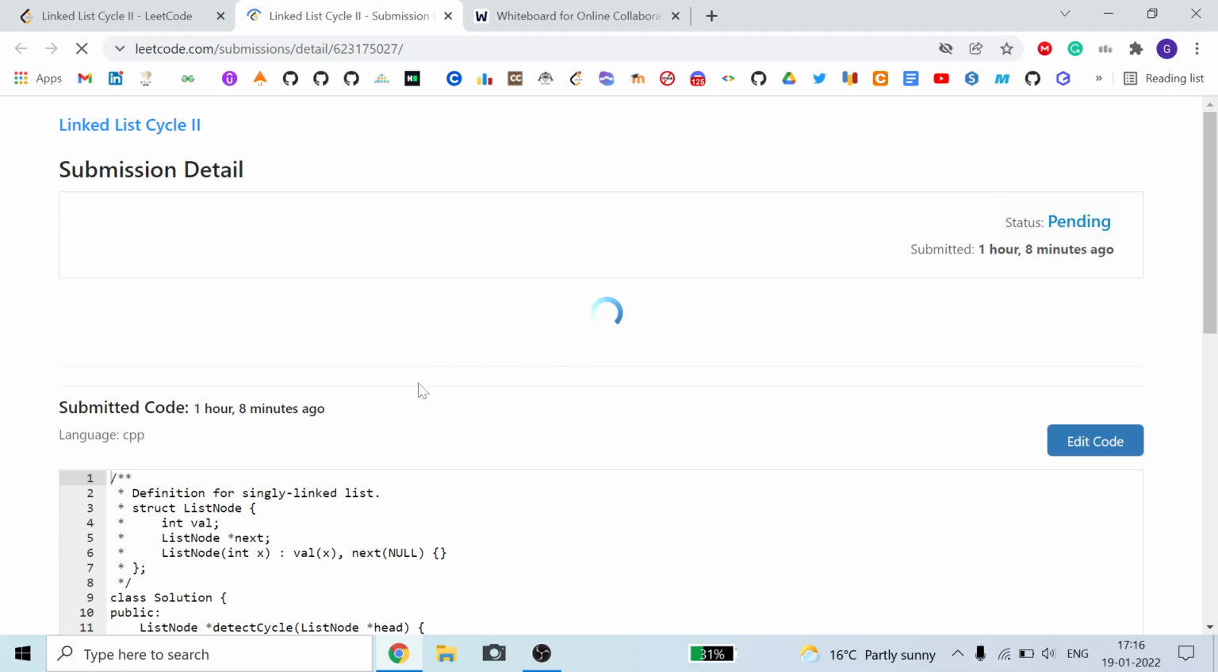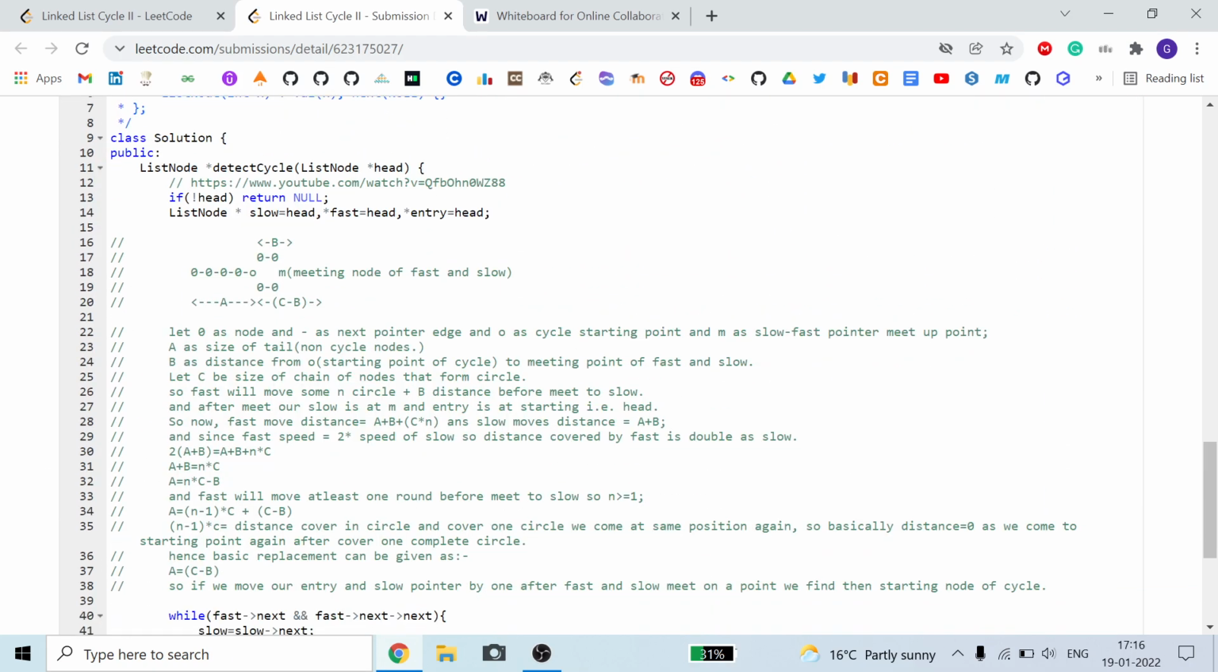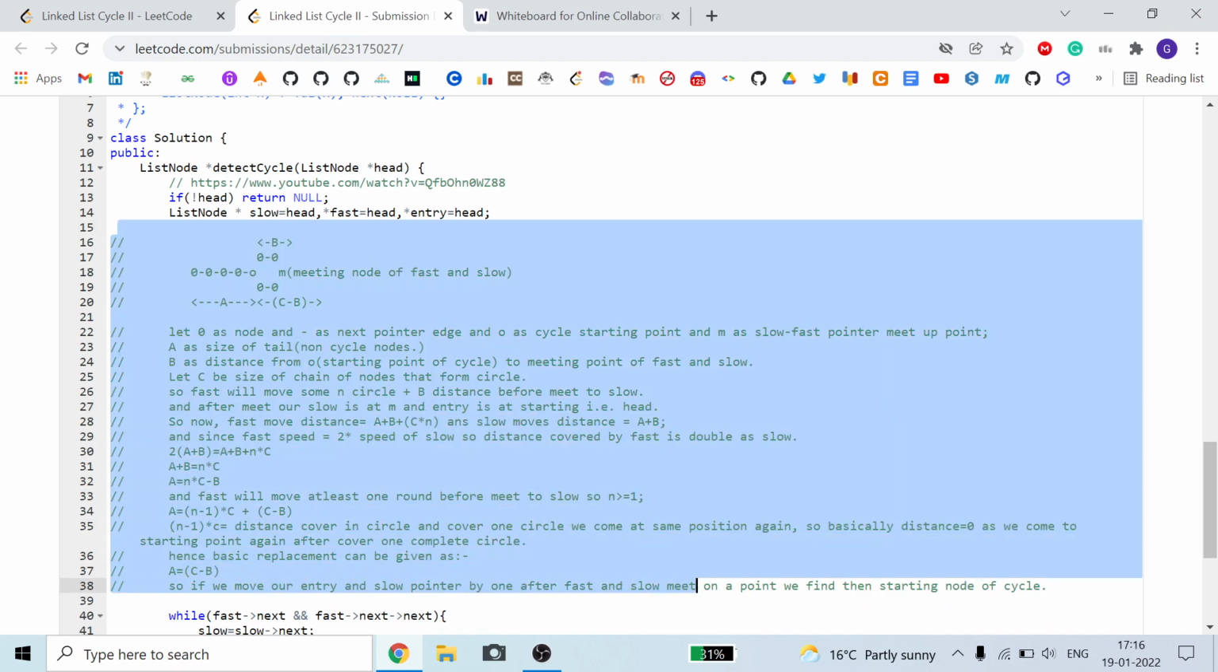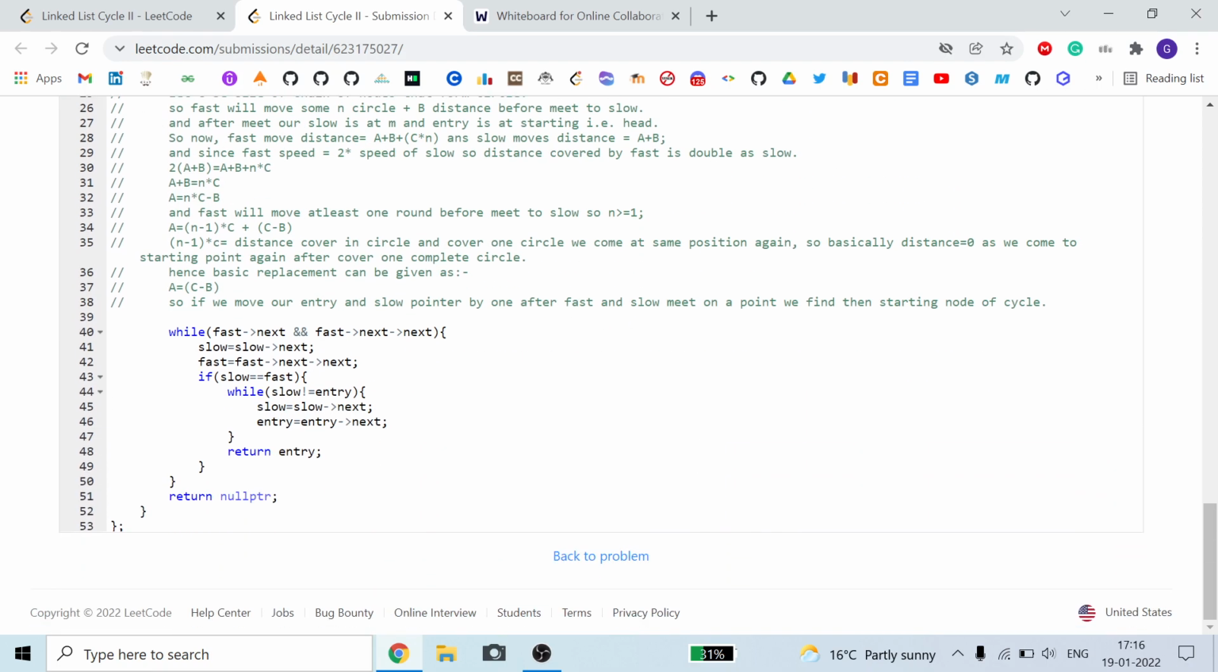You can see the same code I wrote. This is just the explanation that I wrote. So you can see head is equal to null, then I make 3 pointers, then this is my uncommented code. You can see the same code.